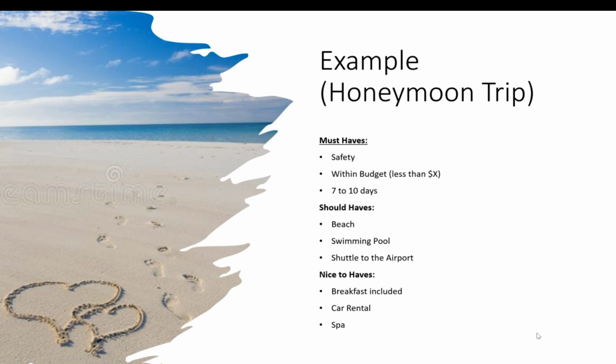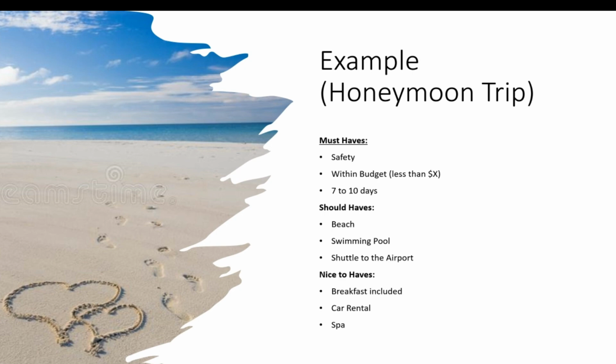And then the should-haves. For both of us, beach was important, so it created happiness for us. If it weren't there, it created unhappiness. Swimming pool, again, was something of importance to both of us. And then having a shuttle to the airport, given our previous experiences, if it weren't there, could create a lot of discomfort for us. And if it were there, it would create a lot of convenience. So these were our should-haves.